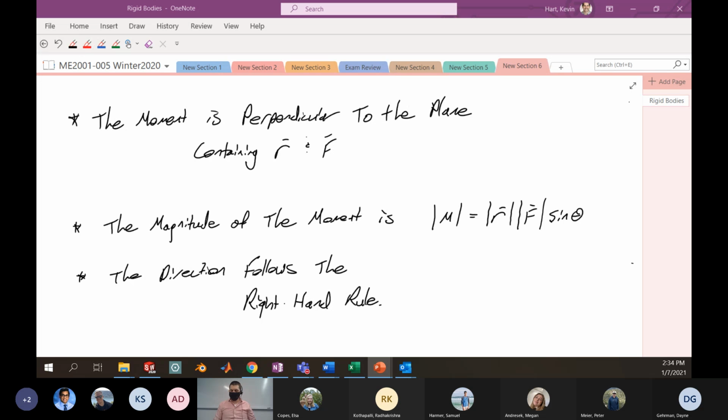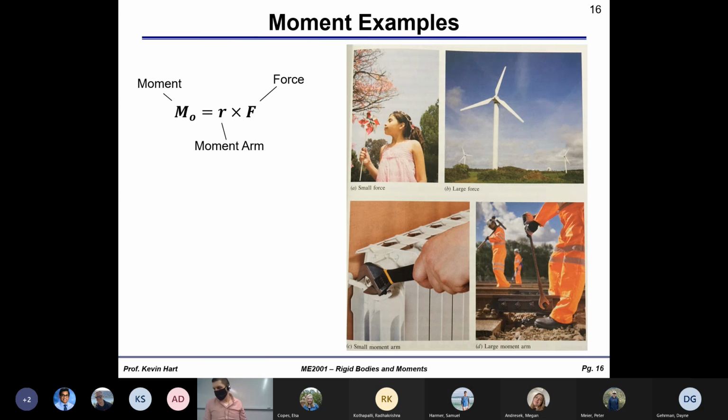Okay, I'm going to pull up a slide here that has some examples of moments in action in the real world that you've probably seen before. So here's our general equation and some real life examples. So here's your moment equation. The moment is R cross F, where R is the position vector, which we sometimes call the moment arm, and F is the force. And they have some nice examples here of how you might increase or decrease the magnitude of the moment given varying forces or varying moment arms.